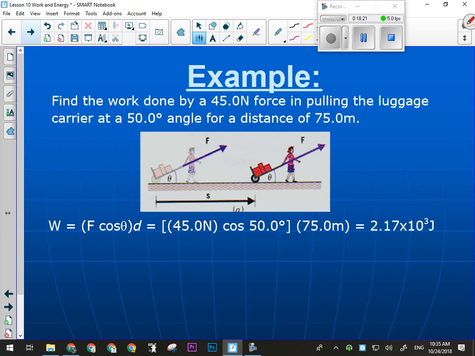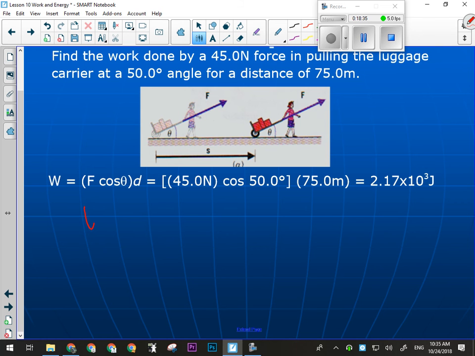Okay, let's try this one. Simple example, and the answer is right there underneath it. We want to find the work done by a 45 Newton force pulling this luggage carrier at a 50-degree angle for a distance of 75 meters. So we're trying to find the work done. We know that work is force times distance. In fact, it's force times the cosine theta times distance because our force is directed this way, but the luggage carrier is moving this way.